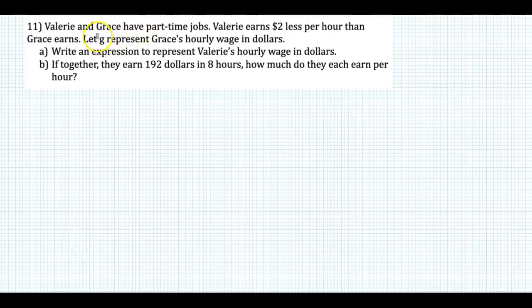All right, well, if it's a word problem, we should read the question first and then start thinking about what it means and highlight the important information, find out what we know and maybe what we don't know. Okay. So Valerie and Grace each have part-time jobs. Valerie earns $2 less per hour than Grace earns. And let G represent Grace's hourly wages in dollars.